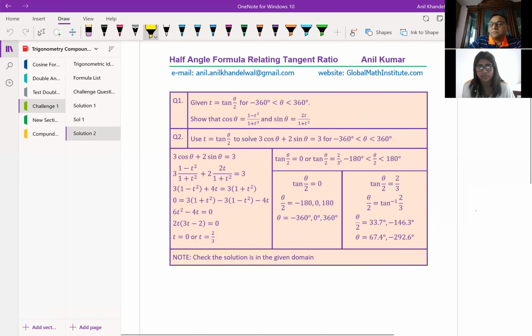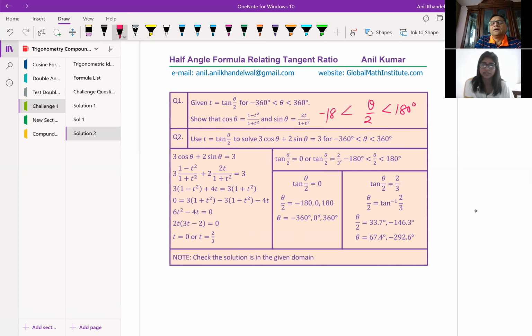Now let's look into the second part, which is very tricky. Now we are given that t is tan theta by 2, and theta is between minus 360 and plus 360. At this stage, what is theta by 2? We have to figure this out, right? So theta by 2 will be half, which is between minus 180 and plus 180 degrees.